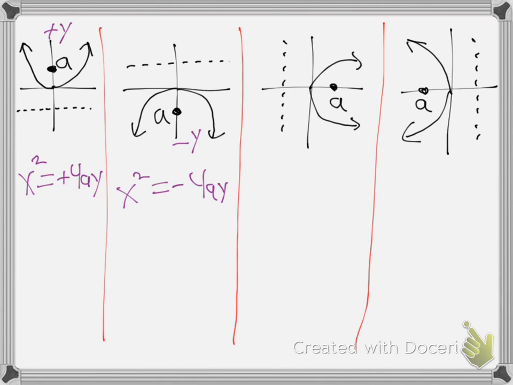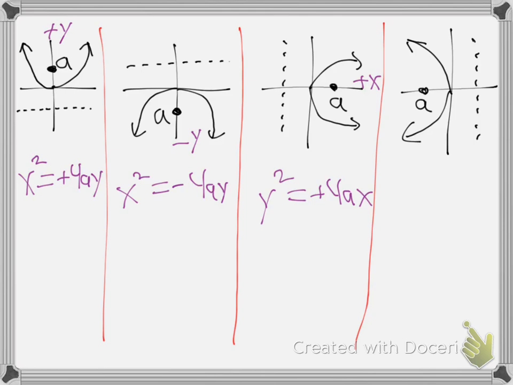Let's do the third one. The third one, what direction is that third one going? To the right. Positive x. So what's the right side going to be? Positive 4ax. The right side tells the direction. The other side is the other letter, so it had to be y squared. The other side is squared, notice, and it's the other letter.